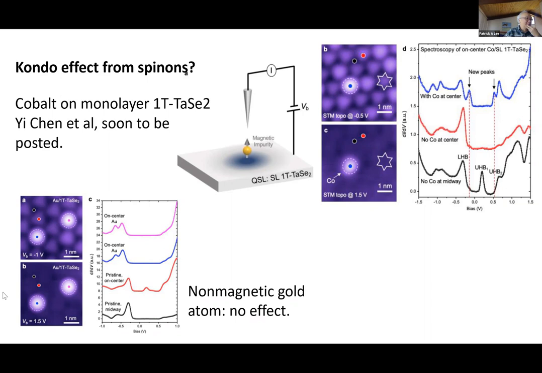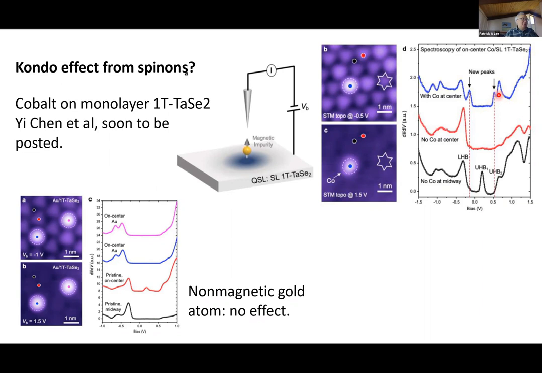There's a paper that should soon be coming out. What they did is take the same system and put a cobalt atom on top of it. So what do you expect to see? Let me quickly tell you what they saw. This is the original spectrum before. Zero is here. There's a lower Hubbard band and an upper Hubbard band. But now a peak showed up at the top of the lower Hubbard band and at the bottom of the upper Hubbard band. That's what they saw.